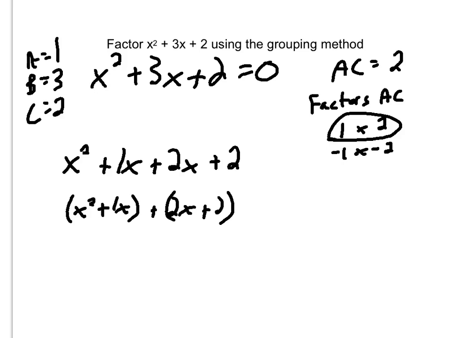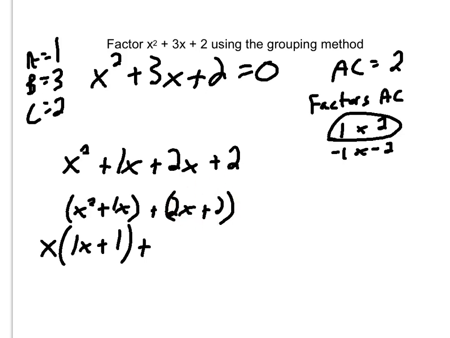Okay, now once I've grouped those together, I'm going to take the greatest common factor out of each one of these. The greatest common factor of x squared and 1x is just x. I'm going to factor that, so now inside the parentheses I ask myself, x times what gives me x squared? Well, that's 1x. Plus x times what gives me 1x? And that's 1. If I were to distribute this out, I would get x squared plus 1x. I got a plus sign here, and I'm going to do the same thing to this one now.